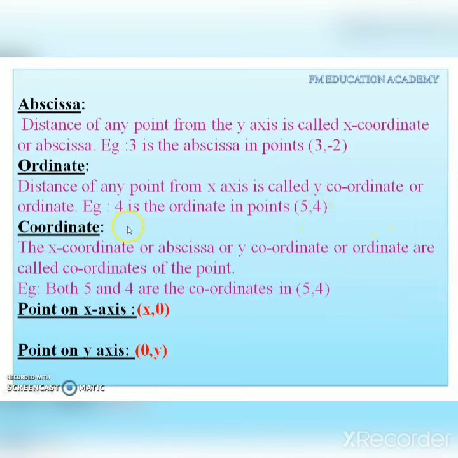Now, what do we mean by coordinates? The x-coordinate or abscissa and the y-coordinate or ordinate are called the coordinates of the point, as I've explained. That is, here we can say 5 and 4 both are said to be coordinates.